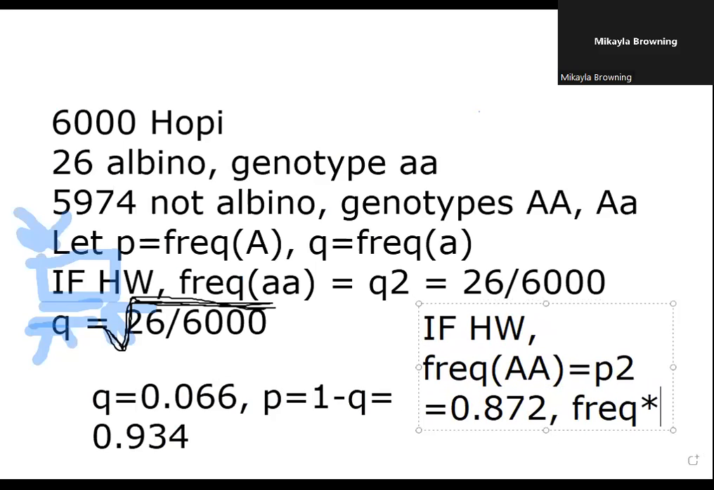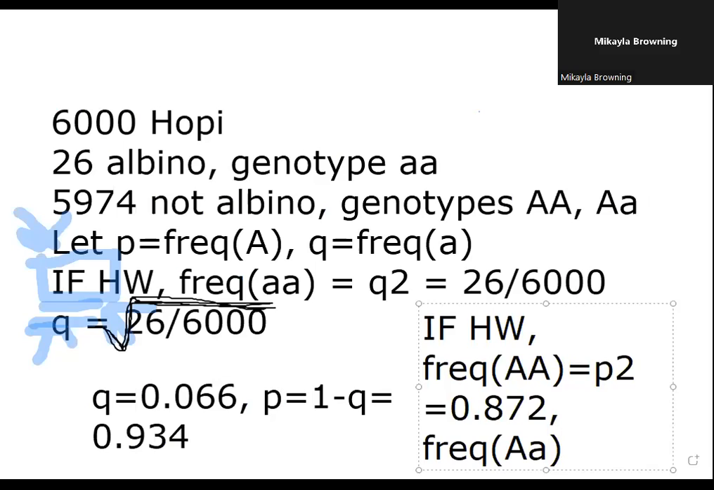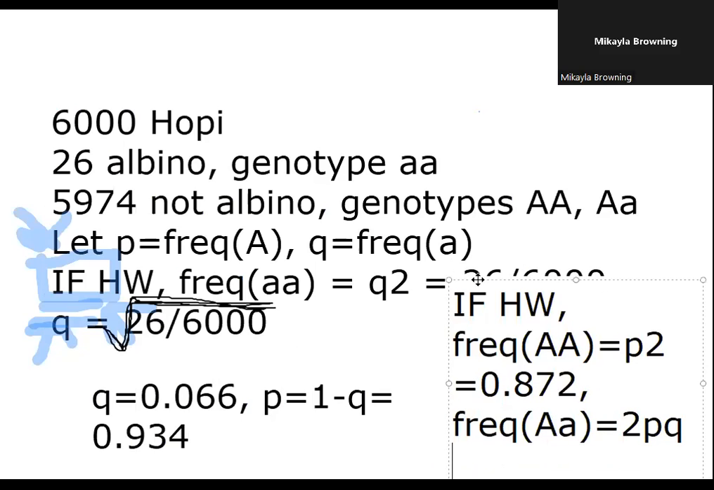And the frequency of the heterozygote is going to be equal to 2pq. And what's 2pq? Well, it's 2 times 0.934 times 0.066, which is 0.123. Again, did I mention that I cannot really see the keys very well unless I stare at them?